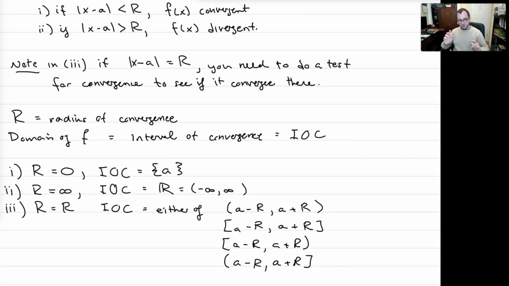So if you're in situation 3, you need to test the endpoints to see if it's convergent at the endpoints. It's definitely divergent outside that interval, because that's the definition of radius of convergence. But you need to test the endpoints. And we're going to look at examples of all 3 of these situations.